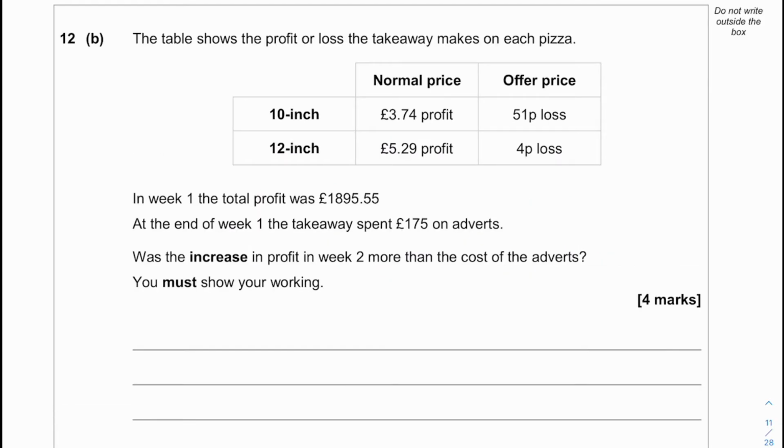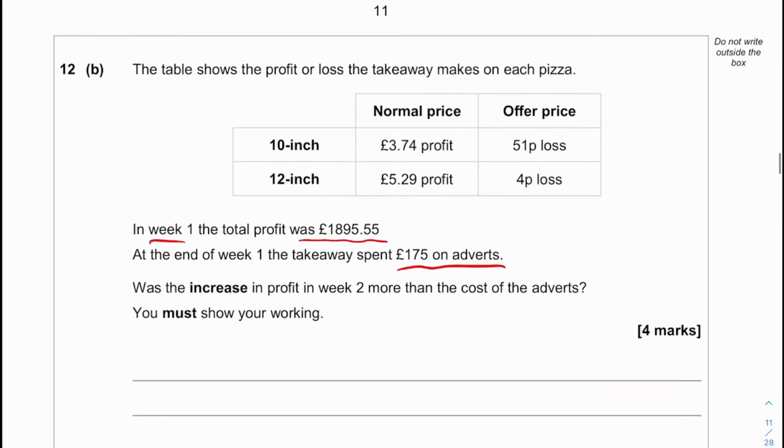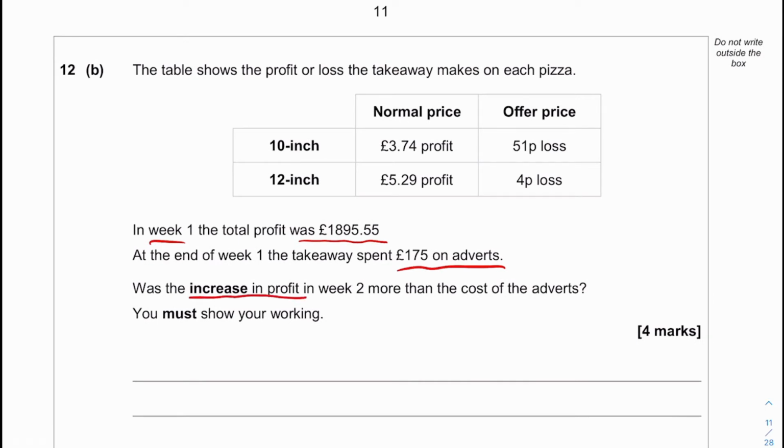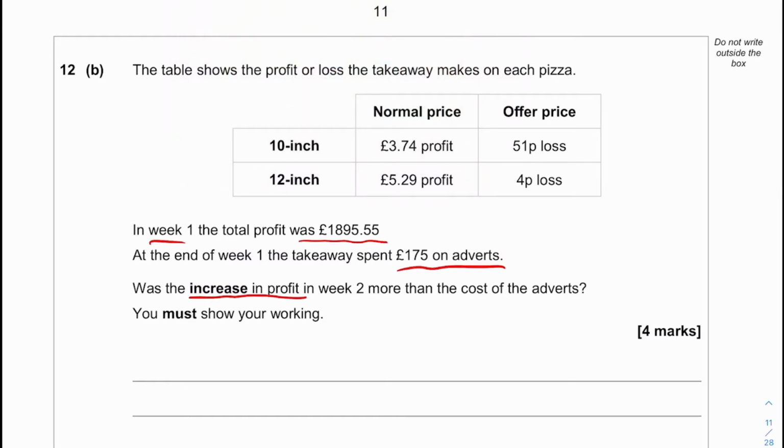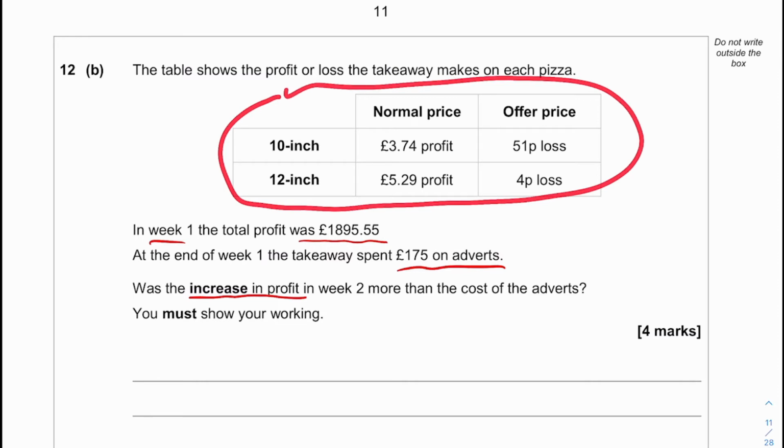Question 12b, we are given some information about the profit and loss of the takeaway for each pizza. In week 1, the total profit was £1,895.55p, and at the end of week 1, £175 was spent on adverts. So the question is, was the increase in profit in week 2 more than the cost of adverts? And we need to show our working. So we need to work out how much profit was made in week 2. So here's some data here about the profit and loss for the pizzas.